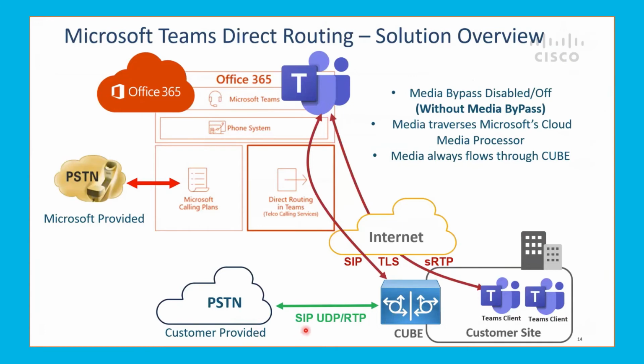Keep in mind that the option as of this recording that's live is with media bypass disabled, meaning media will always traverse from the Teams cloud media processor and will always flow through Cube. We are working in process, and in the next 4 to 6 weeks, we will be publishing the configuration for media bypass enabled, otherwise known as the local media bypass option, Cube HA for Microsoft Teams direct routing, and then lastly the UCM interop. All these three options are work in progress and should be available sometime towards the beginning of October.